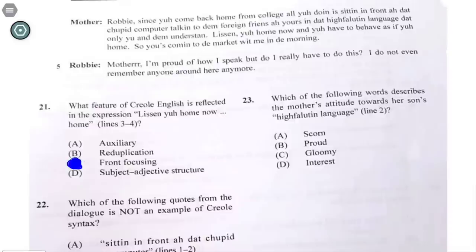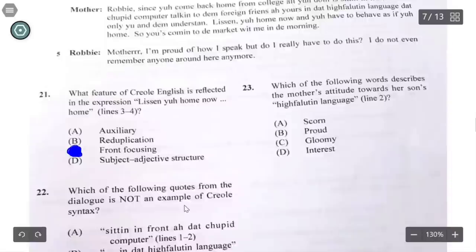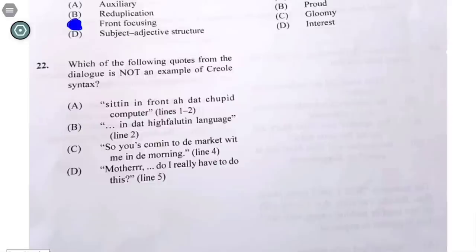22. Which of the following quotes from the dialogue is not an example of Creole syntax? Sitting in front of that stupid computer in that high-faulting language. So you come into the market with me in the morning. Mother, do I really have to do this? D.